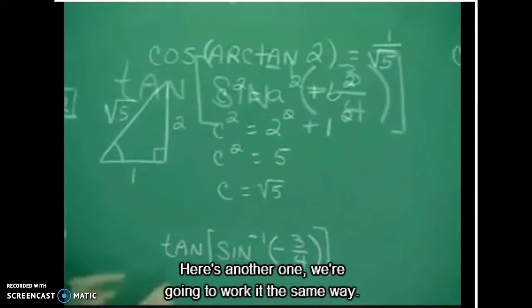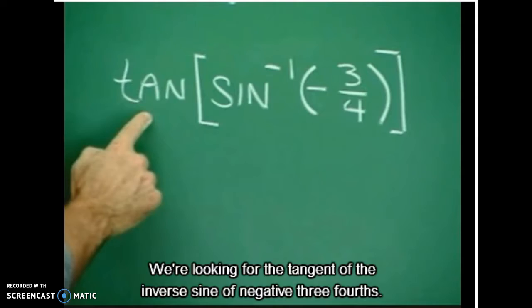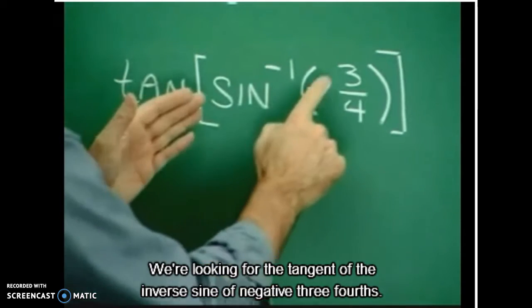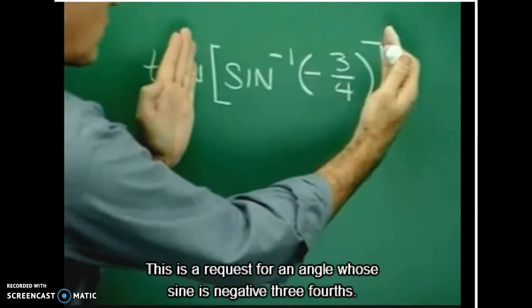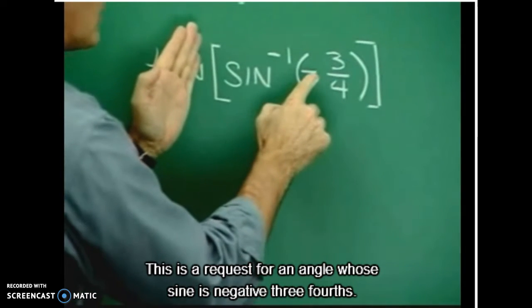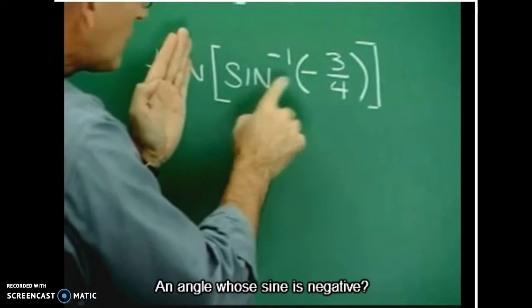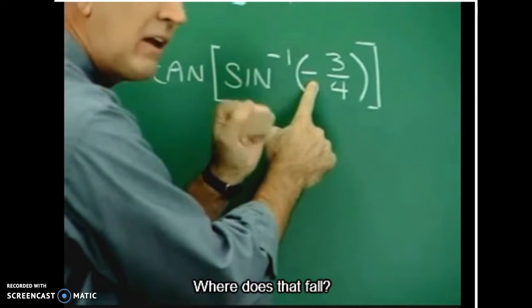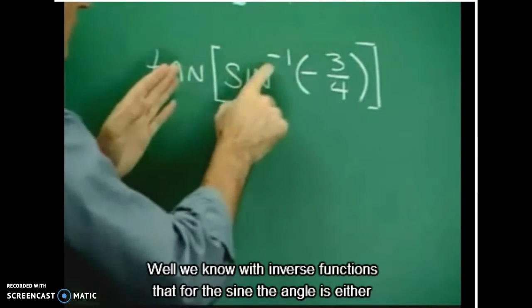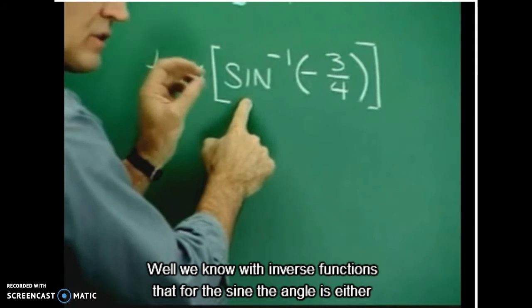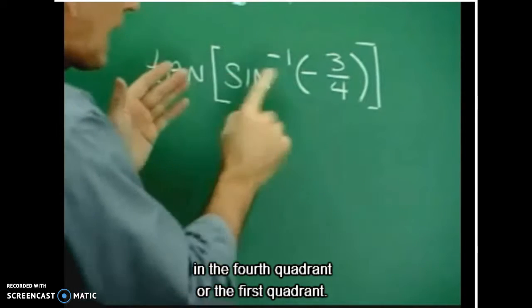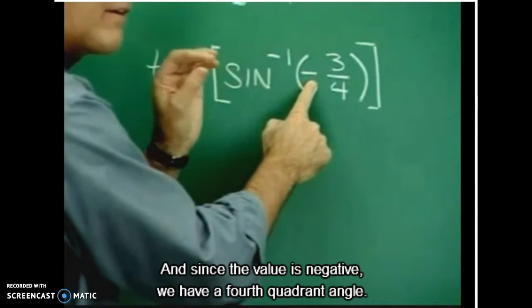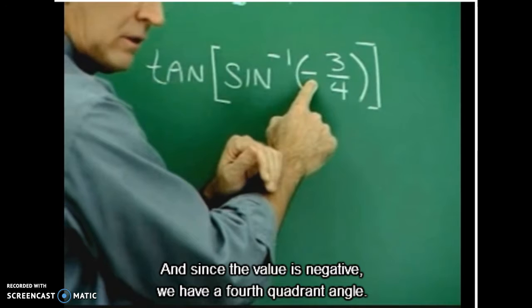We're going to work it the same way. We're looking for the tangent of the inverse sine of negative 3/4. Now, understand what this means. This is a request for an angle whose sine is negative 3/4. An angle whose sine is negative? Where does that angle fall? Well, we know with inverse functions that for the sine, the angle is either in the fourth quadrant or the first quadrant. And since the value is negative, we have a fourth quadrant angle.